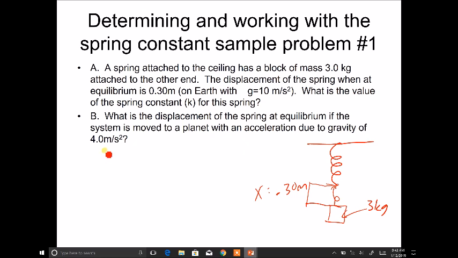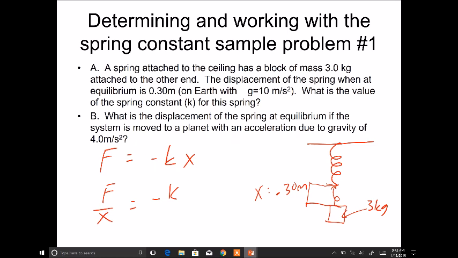Well, to calculate that spring constant, we're going to use Hooke's law, F equals negative kx. We're going to solve that for k, so we're going to divide both sides by x. Like so, that's negative k. Now remember that in this case, the displacement is down, so that displacement is going to be a negative number.